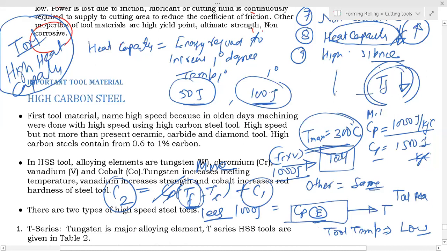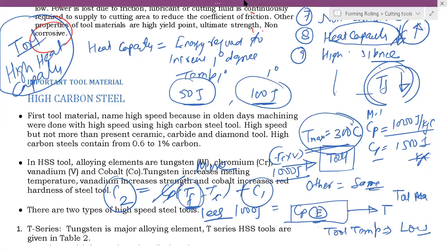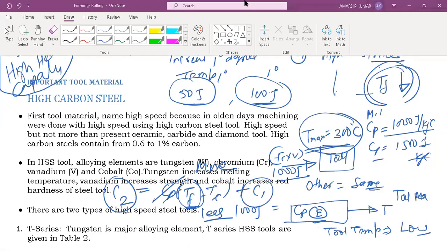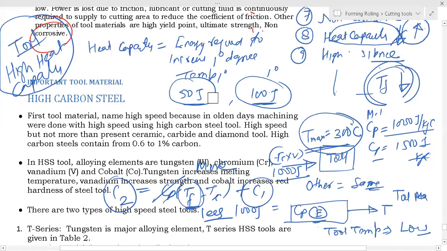High value of thermal conductivity and high value of specific heat capacity. Now it is clear. Everybody is clear.